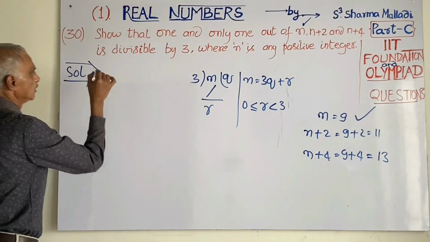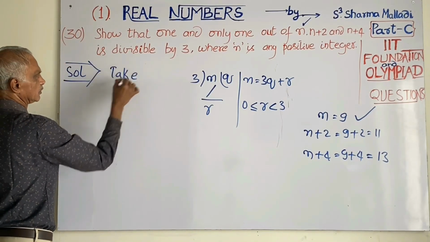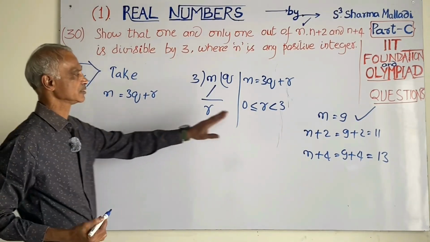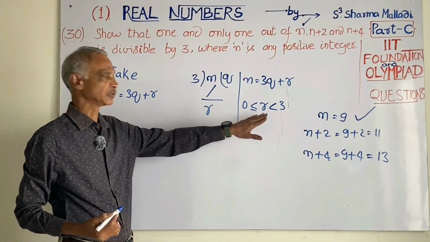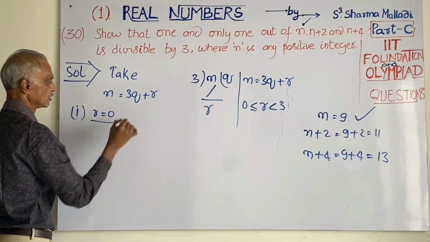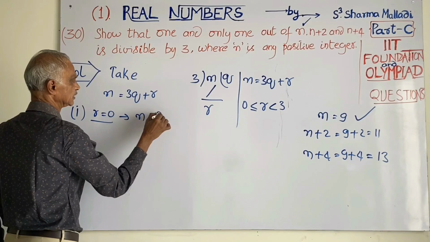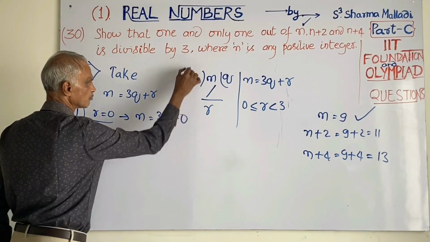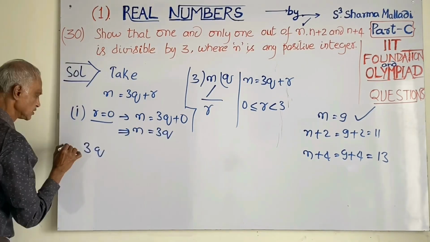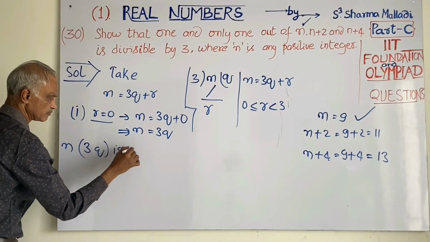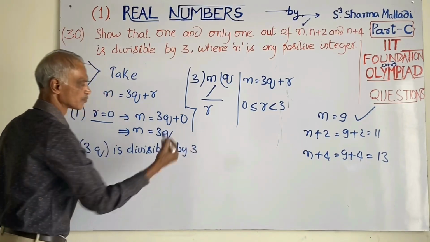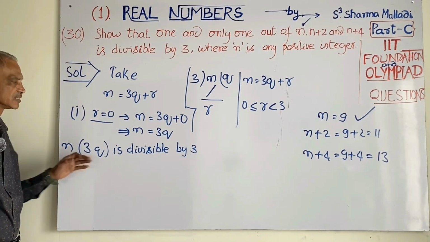And now you take n is equal to 3q plus r. Now r should be greater than or equal to 0 and less than 3. First you substitute r is equal to 0 in this equation. It becomes n is equal to 3q plus r, r is equal to 0. You will get n is equal to 3q. 3q is divisible by 3. And 3q means n is divisible by 3.